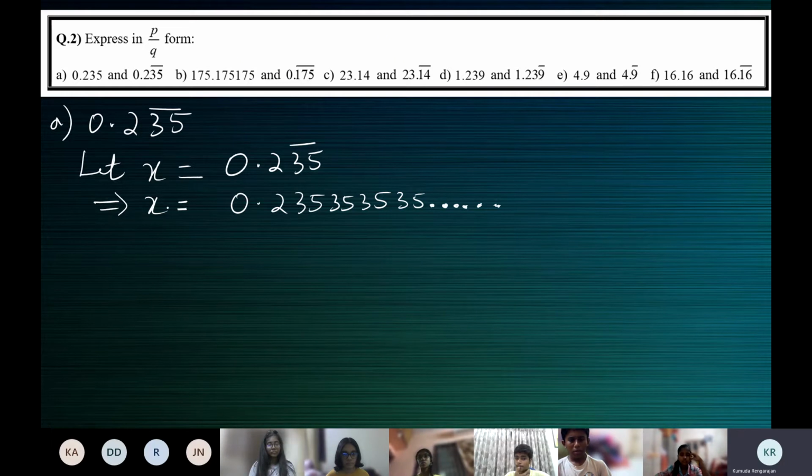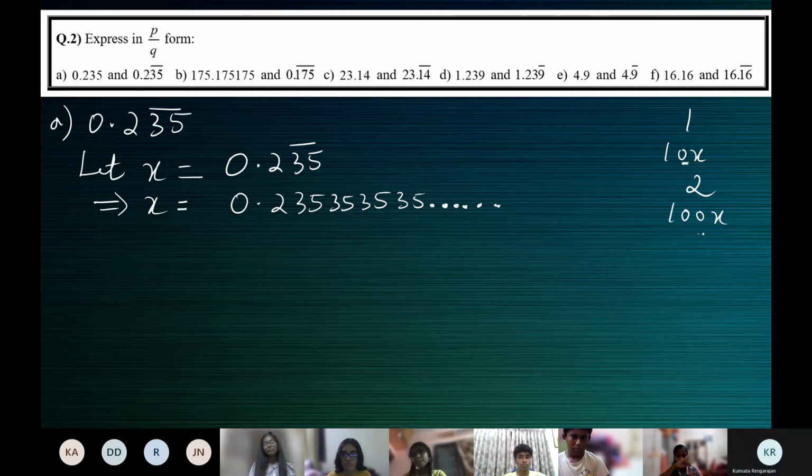Yes, let's get back to the answer. So children, how many digits repeat? 2 digits are repeating. If 1 digit repeats, find 10x. Only 1 zero, 10x. If 2 digits repeat, find 100x. If 3 digits repeat, find 1000x, and so on.